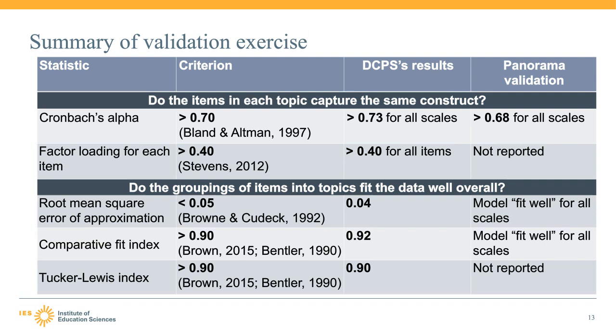In particular, we specified a model in which we assumed that each item that was designed to measure a particular topic only related to that topic and no other topics. Then we could test whether that grouping of items fit the data well. To assess this, we looked at 3 different fit statistics, and across these 3 commonly used fit statistics, we found that they met standards that have been used in the literature, suggesting that the grouping of items into topics fit the actual data well. And so combined, these analyses gave us a greater confidence that the survey was measuring what it was designed to measure.